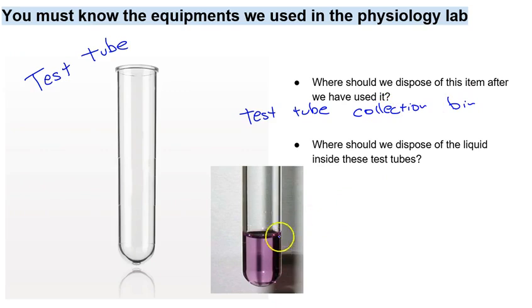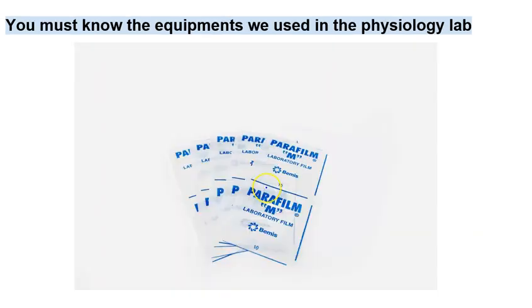And then in the test tube, sometimes we had the chemical liquid. To dispose of all liquids, we use the chemical waste container, which is found near the sink in our lab. So the chemical waste container to dispose all the liquids inside of the test tubes.